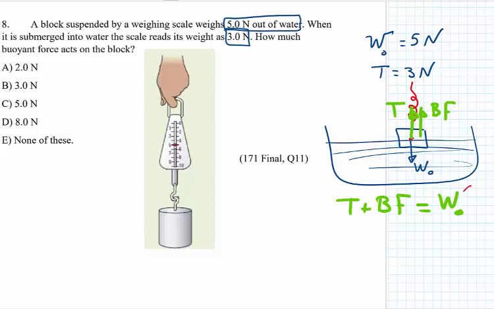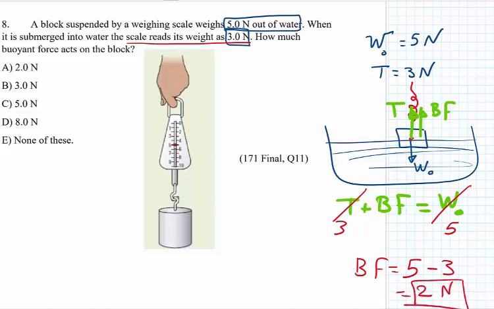Here he gives us the real weight, 5 Newton, and he says the scale reads 3 Newton. So this is the tension, 3. So the buoyant force, I would say, equals 5 minus 3, which is 2 Newton. So this is the buoyant force, 2 Newton.